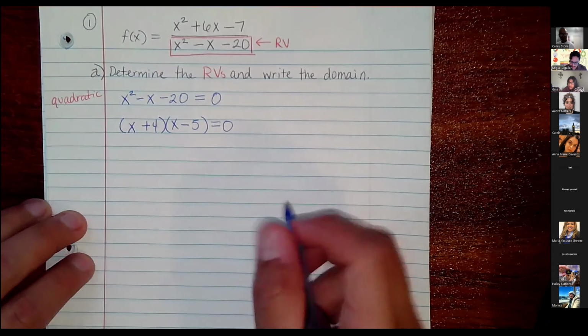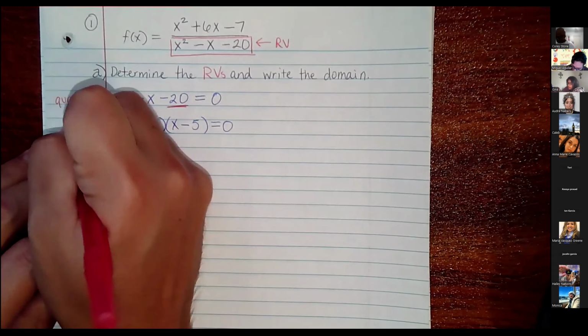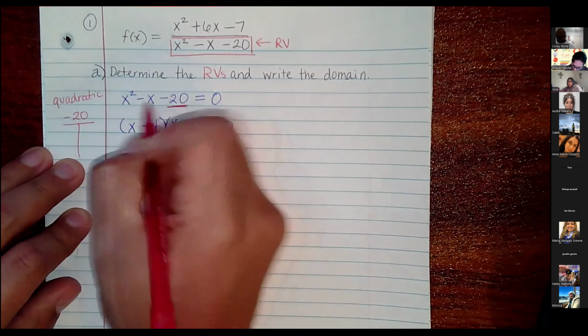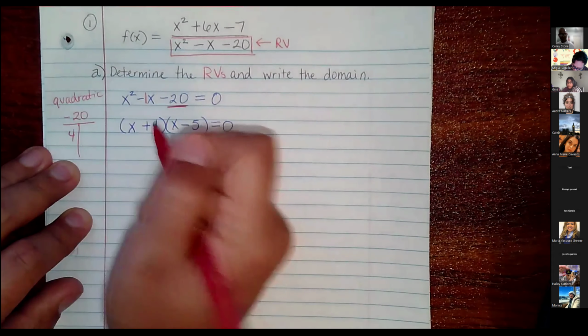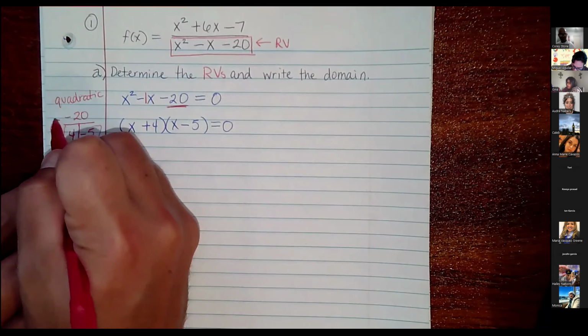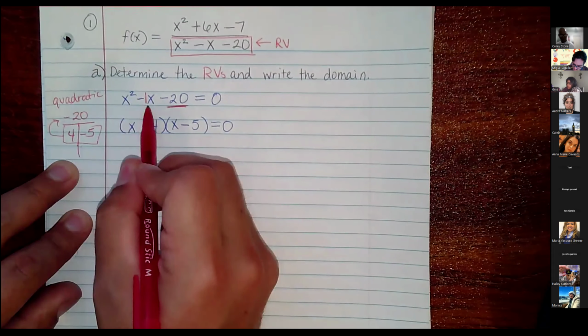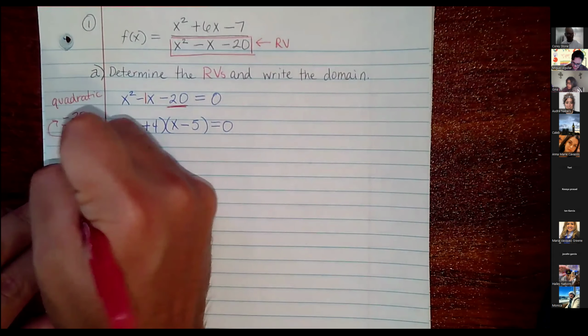Because remember, that quick method just says, we really just want to look at the factors of negative 20 that are going to add to give us this negative 1. And if I have a positive 4 and a negative 5, that's going to multiply to make the negative 20, and it's going to add to give me that negative 1. Okay? So we're just doing the quick method.